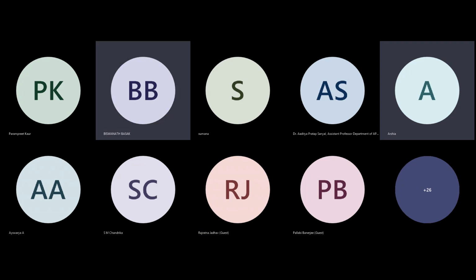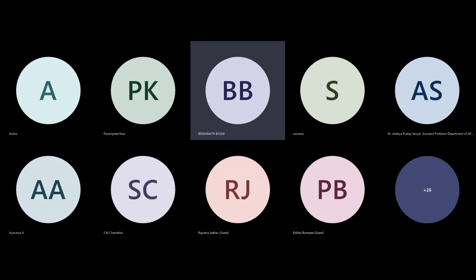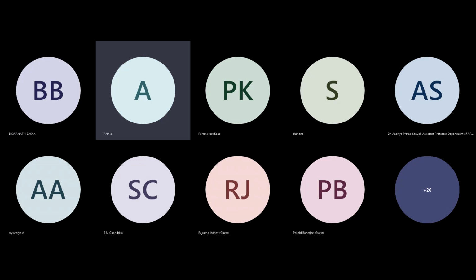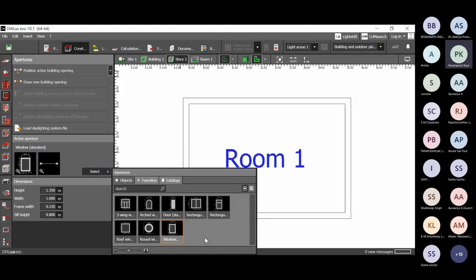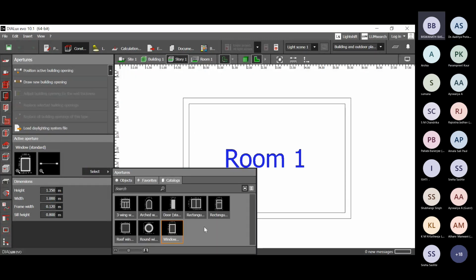Yes, I have been able to position the window, but it's in the wrong place. How can I bring it back? Are you getting that position active building opening option active or not? Yes, I'm getting that. But how to move the window? You have to select and delete it and place it again. That's the easiest way. We can move it, Vishwanath. You can also move it. But I'm doing it for the first time, so I figured it would be easy to just place it again. If you have that position active building opening, you can click on that and only then will you be able to place it.